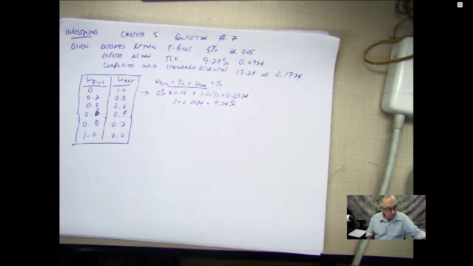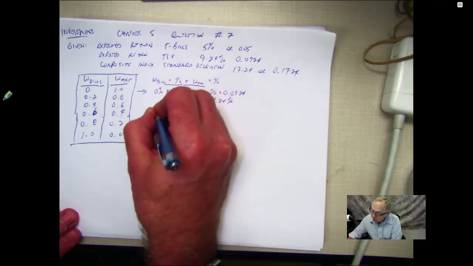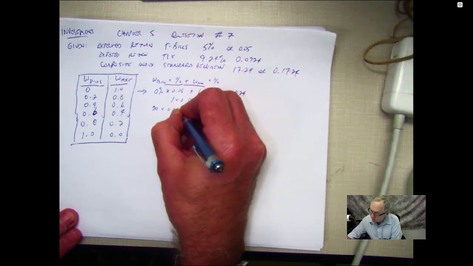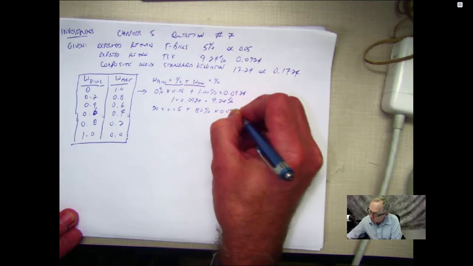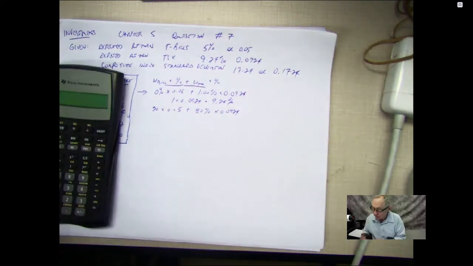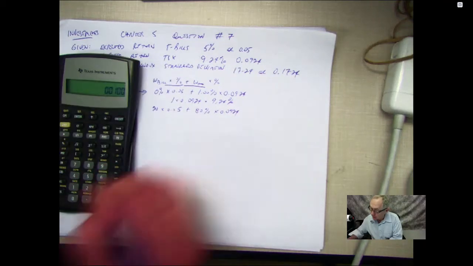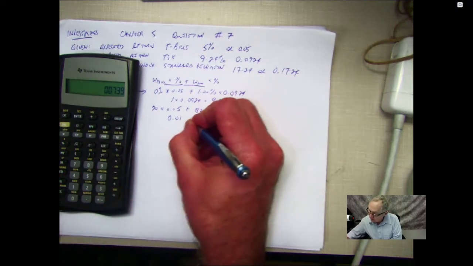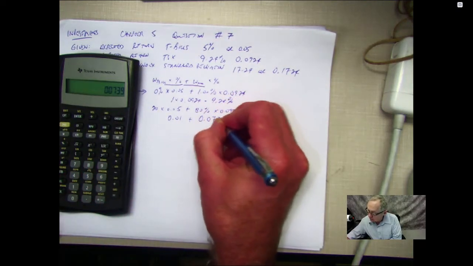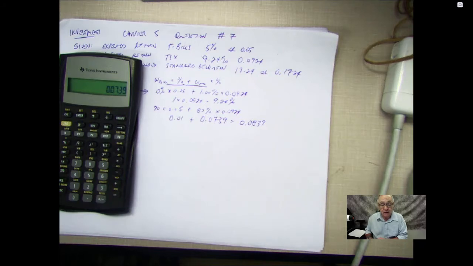Second, get the calculator ready. Second, we're using 20% times 0.05 plus 80% times 0.0924. A little bit trickier, but not too hard. So 0.2 times 0.05 is 0.01. 0.8 times 0.0924 is 0.0739. So 0.0839, or 8.39% for the second.